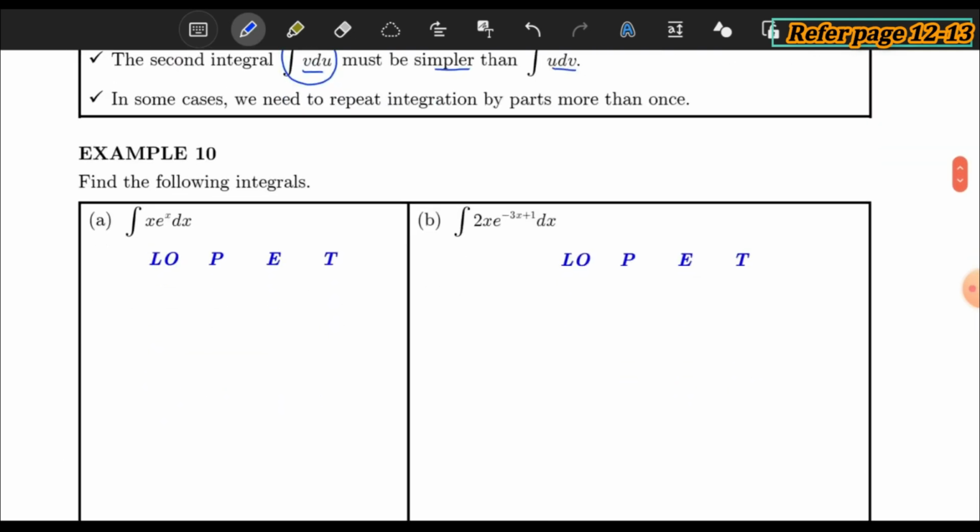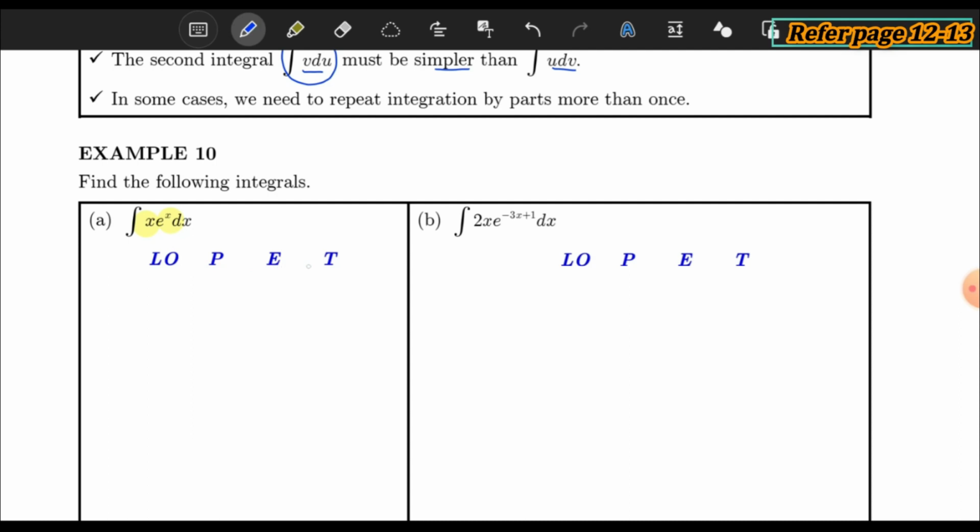So we go to example number 10. Find the following integrals. If you look at the given function, we have x. X is a polynomial and exponent is an exponential function. Usually, we will use the by parts method if both functions are from different families. Okay, so now for integration by parts, we need to choose u.